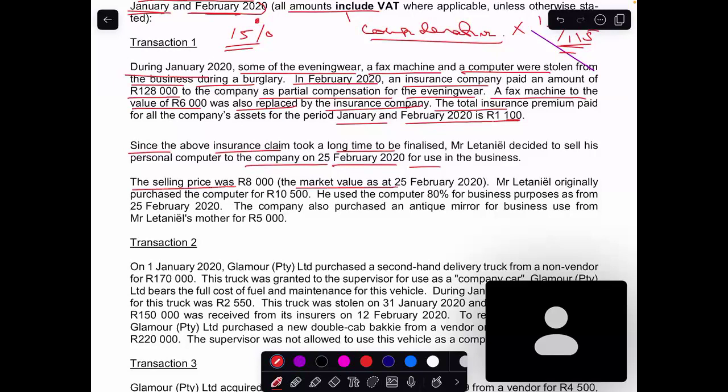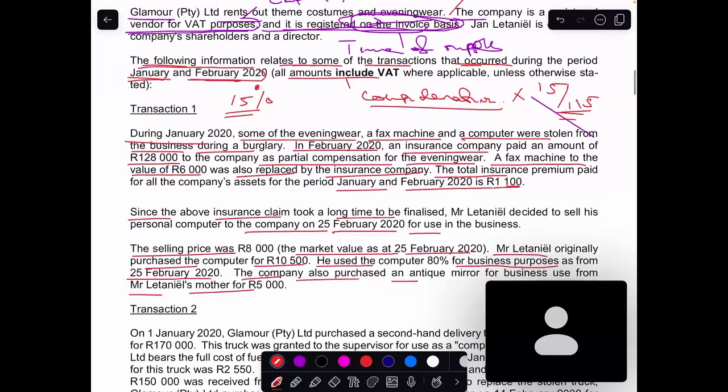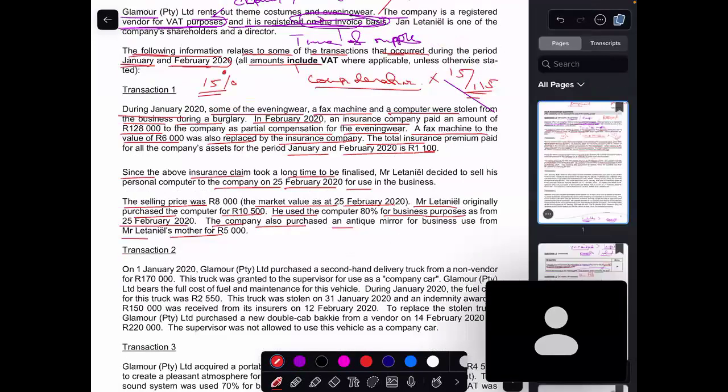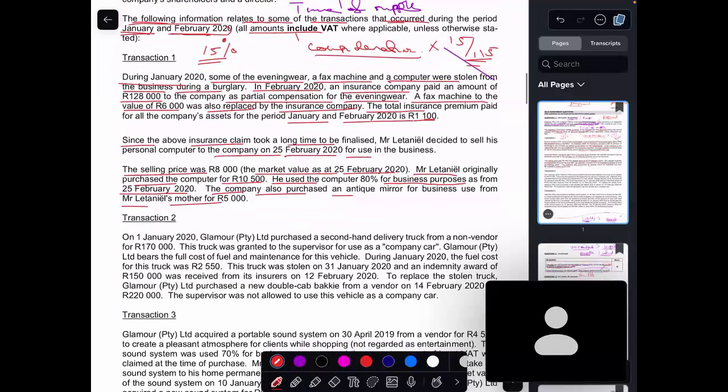Since the above insurance claim took a long time to be finalized, Mr. Leti decided to sell his personal computer to the company on 29 Feb 2020 for use in the business. The selling price was 8,000. The market value as of 28 Feb 2020. Mr. Leti originally purchased the computer for 10,500. He used the computer 80% for business purposes as from 25 Feb 2020. The company also purchased an antique mirror for business use from Mr. Leti's mother for 5,000. Right, you are given too much information in this transaction, but what we want from this transaction is simply VAT payable or refundable.